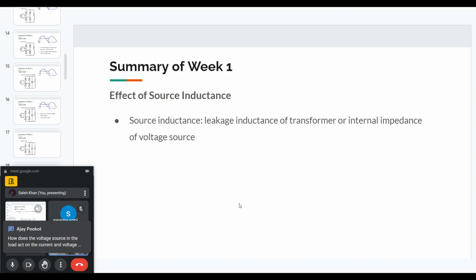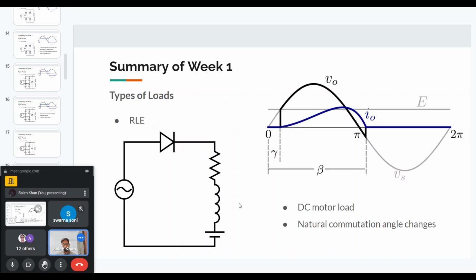Ajay is asking, how does the voltage source in the load act on the current and voltage waveforms? Basically, the level of this E voltage will determine the current. First of all, it will also determine the DC voltage. As I've shown, this gamma angle will change depending on the E voltage, so the average output voltage will change depending on the E voltage.